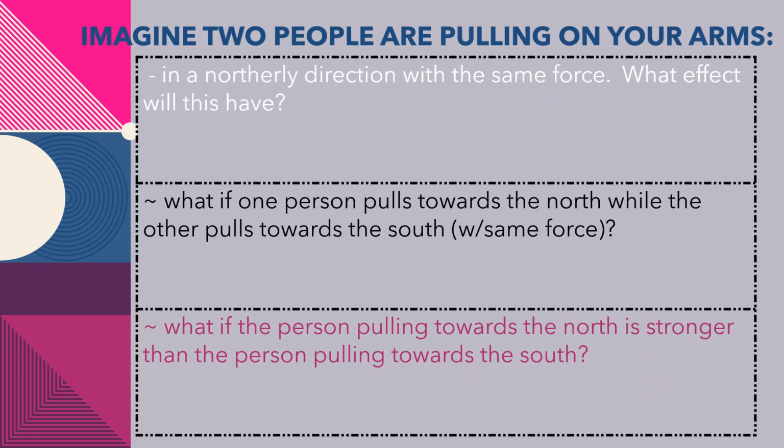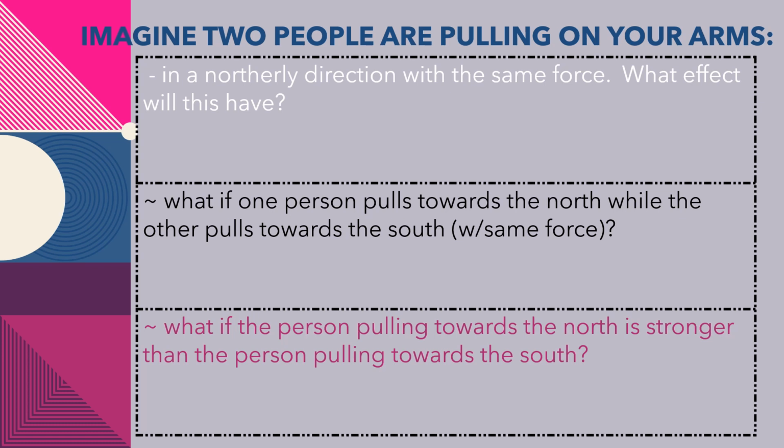We're going to take it piece by piece. Random example: imagine 2 people are pulling on your arms. Why? I don't know, just imagine it. The first person is pulling in a northerly direction with the same force as the second person. So both of them are pulling you in a northerly direction. What's going to happen?